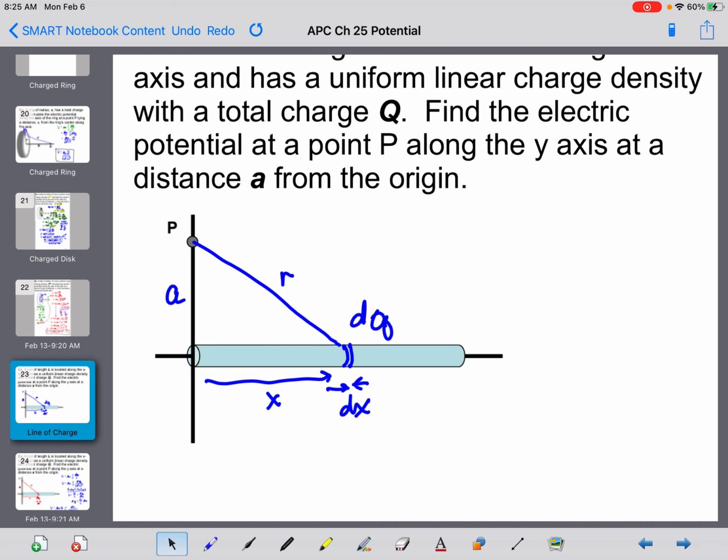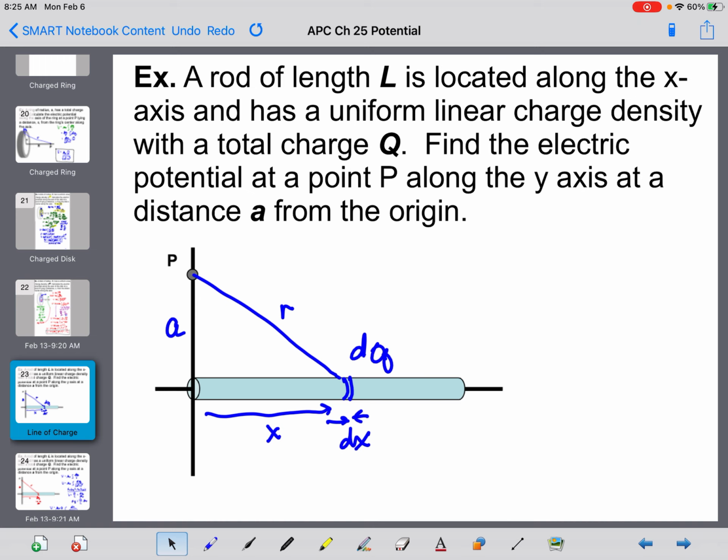All right, let's go for one more. So we have a line of charge, a rod of length L located along the x-axis, with uniform linear charge density and total charge Q. Find the electric potential at point P along the y-axis at a distance of A. Notice I'm one step ahead by accident. I've already labeled stuff.